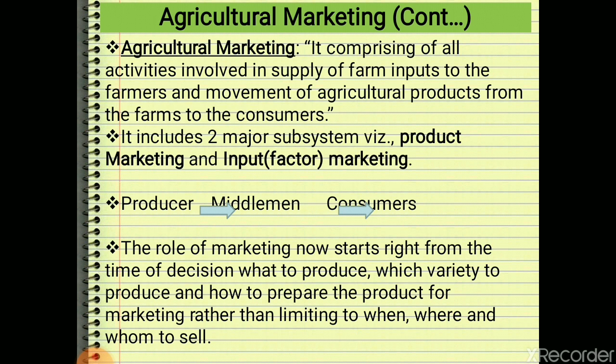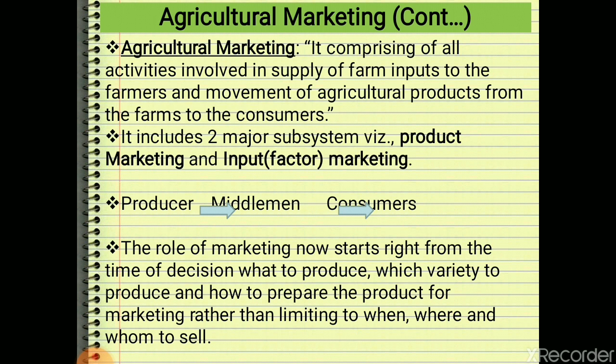Producers are there, middlemen are there, and ultimately the product reaches the customer in product marketing. So in agriculture marketing, from where does the role of marketing come? When we are deciding what to produce, or what the demand is, or which commodities have more demand in the market, from that point the role of marketing comes. So the role of marketing starts right from the time of deciding what to produce, which variety to produce, and how to prepare the product for marketing.